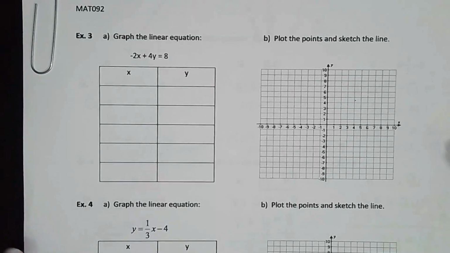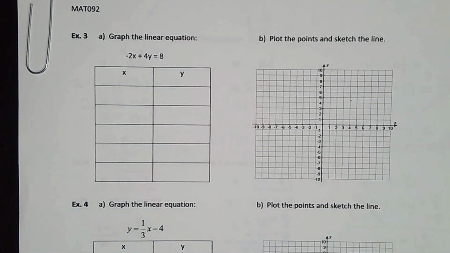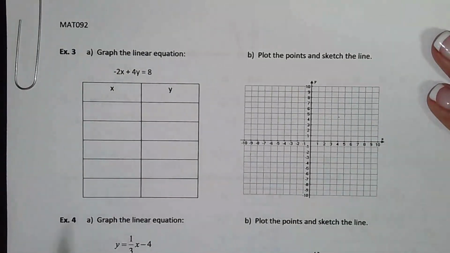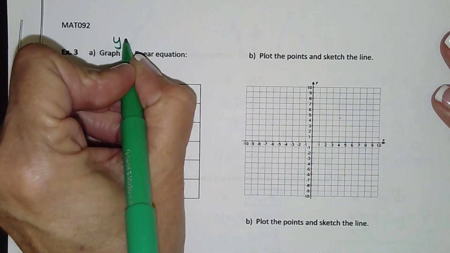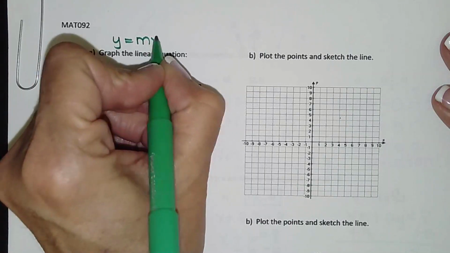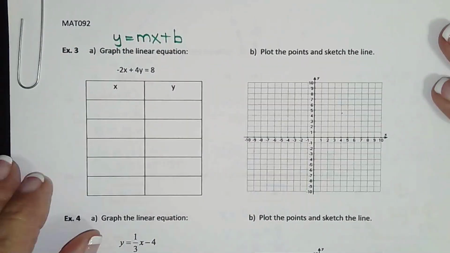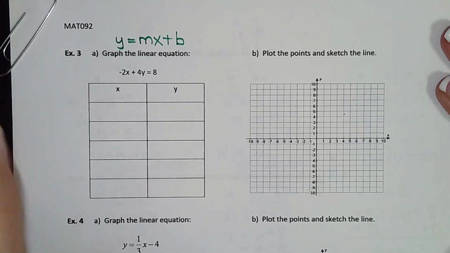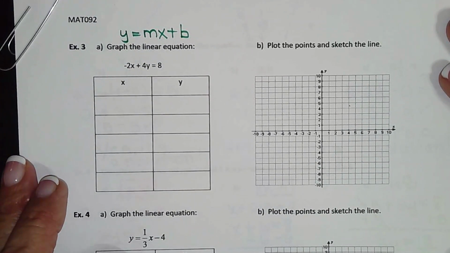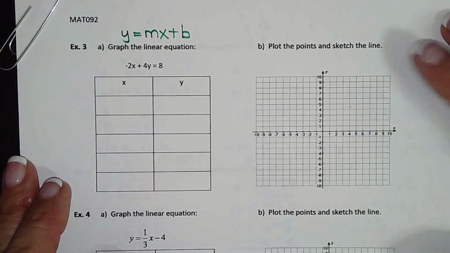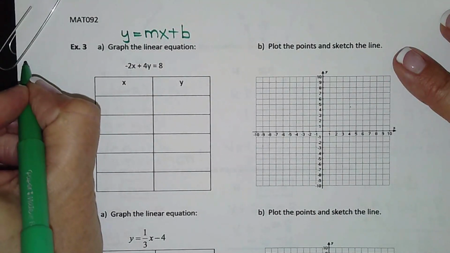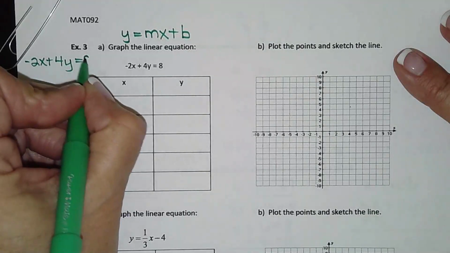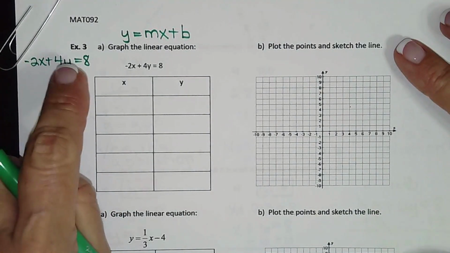So I'm going to start you on example 3 and do it with you, and then I'm going to have you pick up from there. So whenever you're doing a table, you always want your line to be in y equals mx plus b. It's very difficult to do a table if it's not. Well, this is where chapter 5 comes into play. We know how to solve for variables, right? So if we take negative 2x plus 4y equals 8, we want to solve for y.